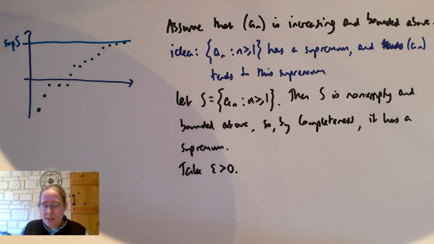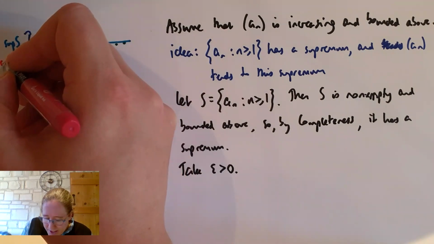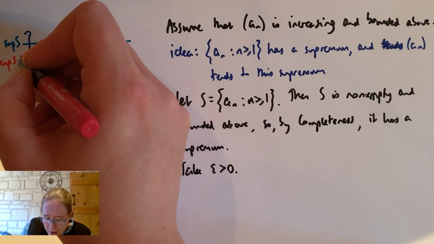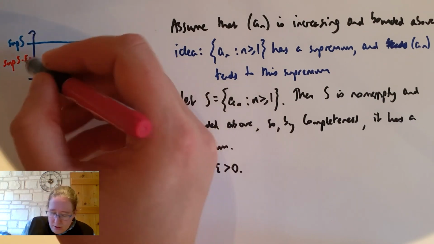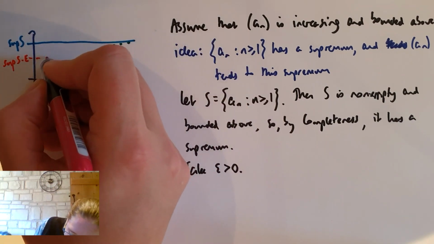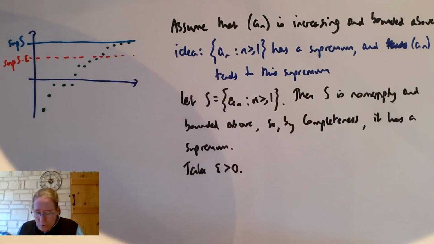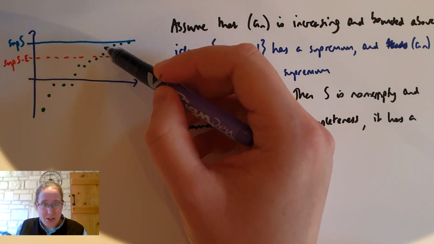Why is this? Well, we know because it's the supremum that if we think about sup S minus epsilon, I'm going to draw this in as a dashed red line. We know by the approximation property that there's a term of the sequence between sup S minus epsilon and sup S.